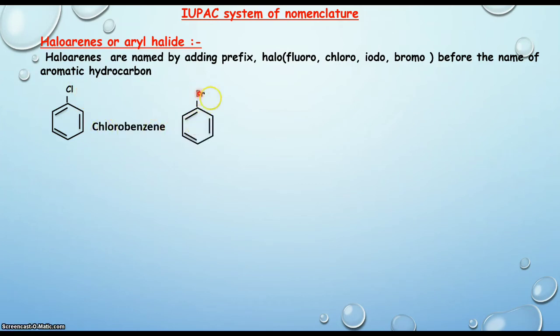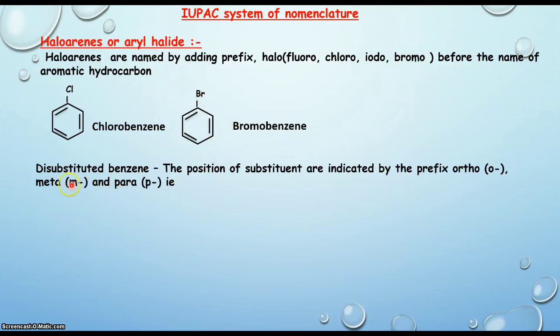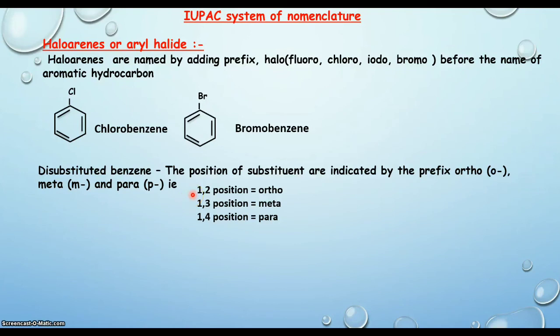The next example, bromine is bonded to the benzene. So name of this compound is bromobenzene. For the di-substituted benzene, the position of substituents are indicated by the prefix ortho, meta and para. That is, if substituents are present on the first and second position of benzene, then use prefix ortho. If substituents are present on the first and third position of benzene ring, then use meta prefix. If substituents are present on first and fourth position of benzene ring, then use para prefix.